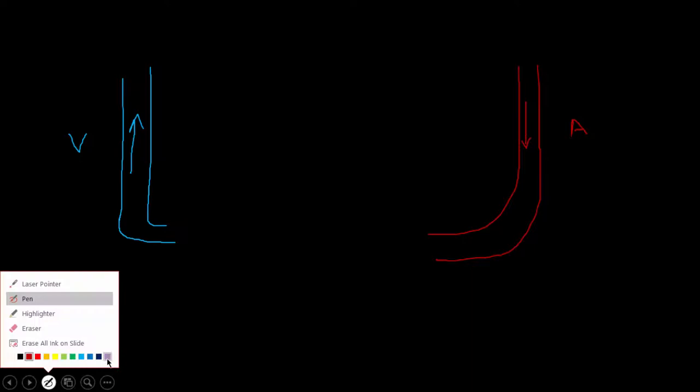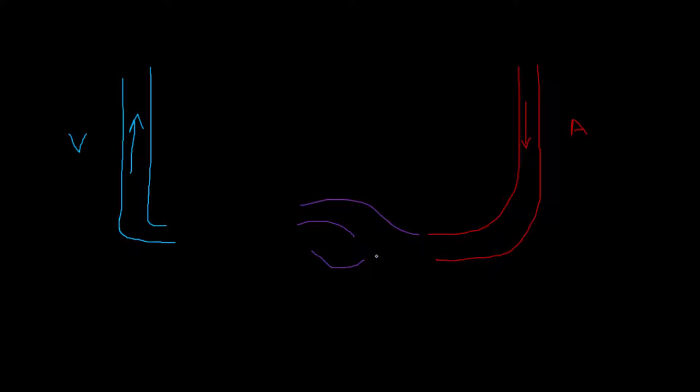Eventually these arteries are supposed to branch into arterioles, and then the arterioles are going to branch into capillaries. The capillaries are supposed to merge to form venules, and the venules are going to merge to eventually form a vein. So you have this arrangement that's happening pretty much. This is a simplified diagram. I know my art is very amazing, but this is a very simplified diagram.